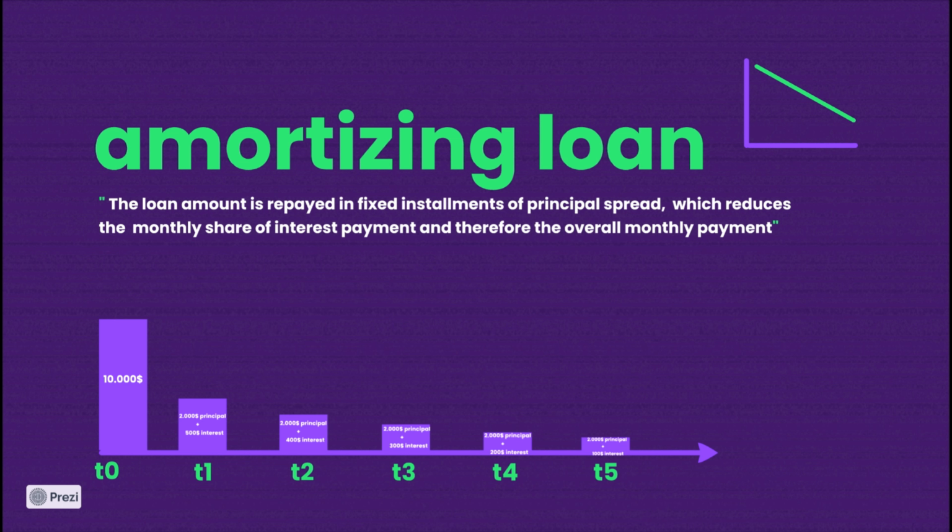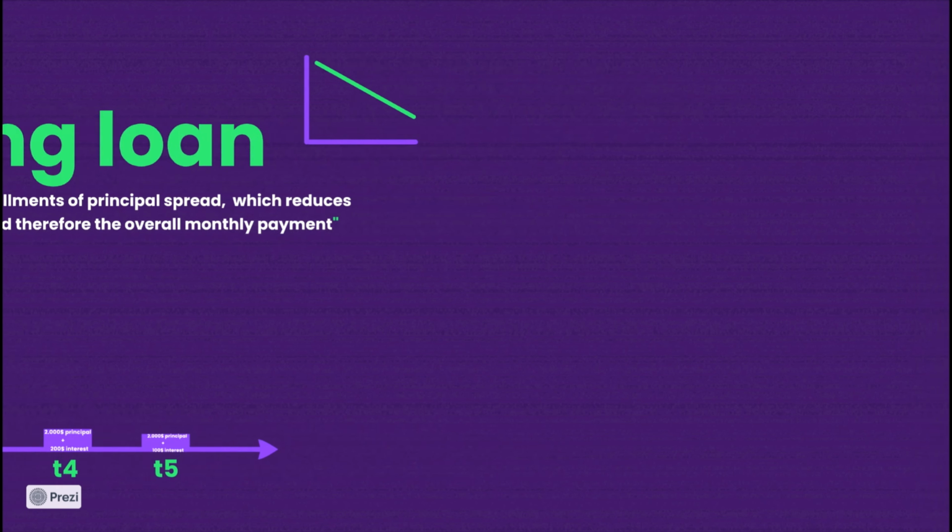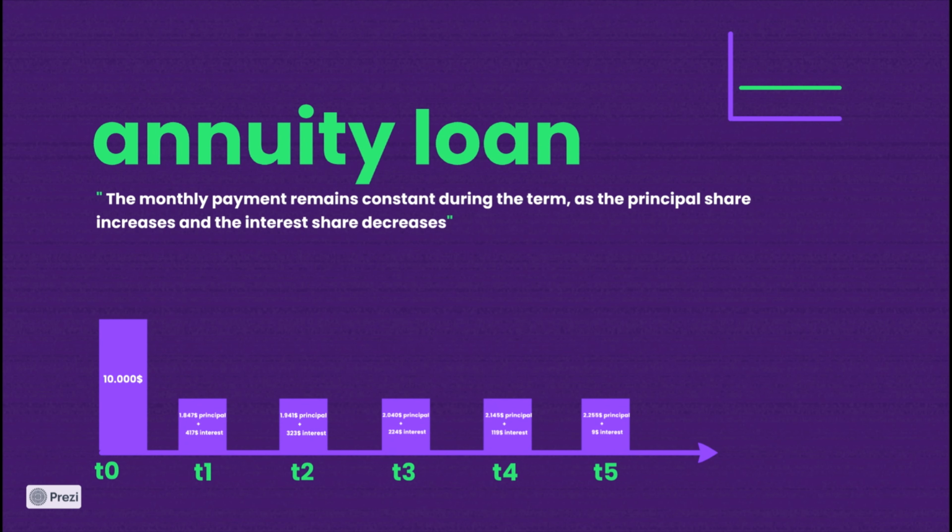The amortizing loan is ideal if you want to remain flexible and adjust to decreasing monthly payments. However, you'll need to budget for higher amounts in the early years, as the interest charge is initially applied to the full loan amount.